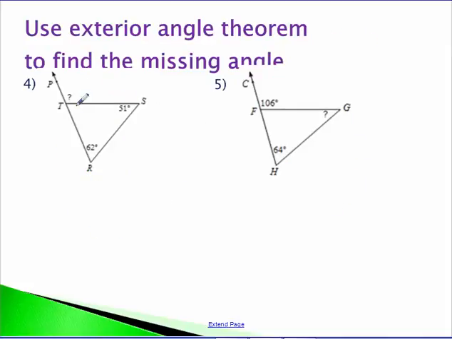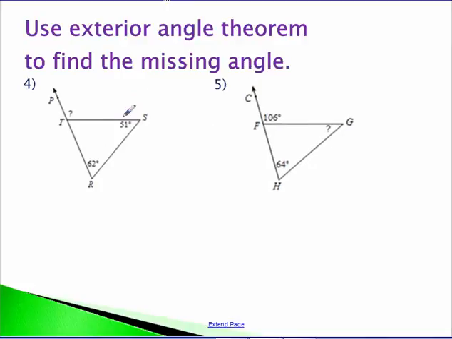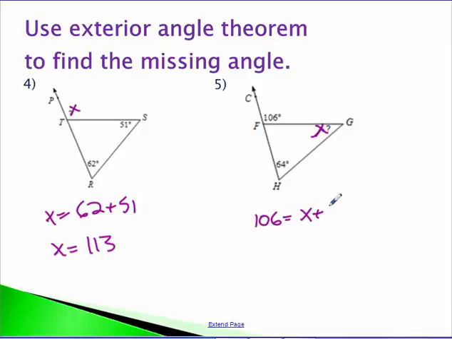Here's another exterior angle theorem problem. Let's move this down so we can actually read the words. Exterior angle is equal to the other two added together. So let's call that x. So x is 62 plus 51. So x is 113. Over here, other way, let's call this one x. We have 106. The exterior angle equals the other two added together. So I'm going to take 106 and subtract 64 and get 42.